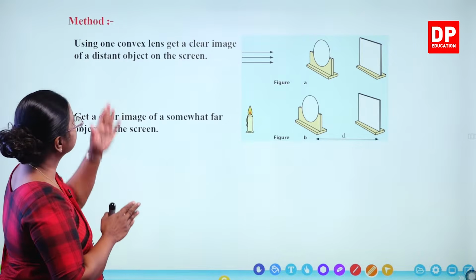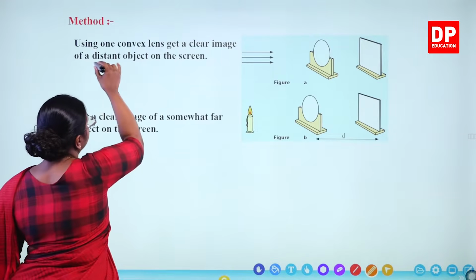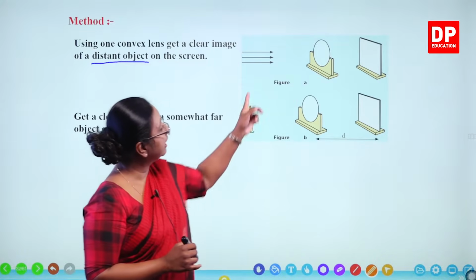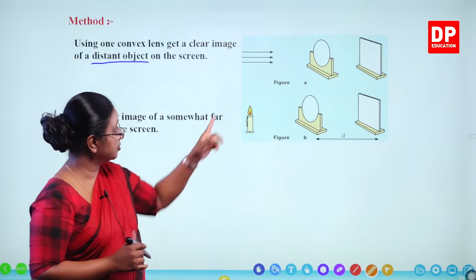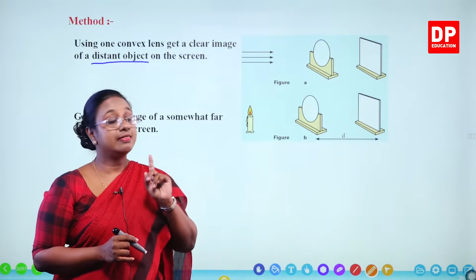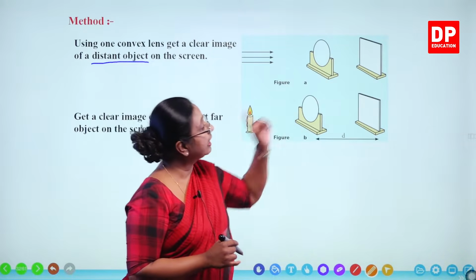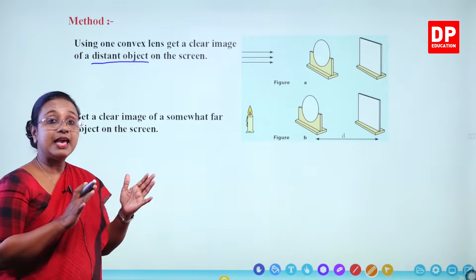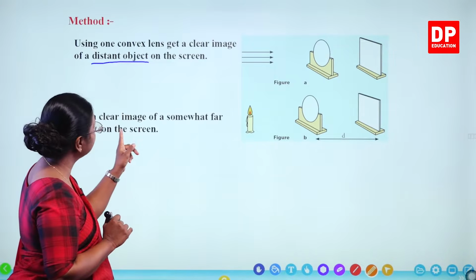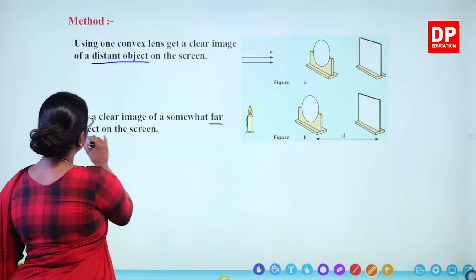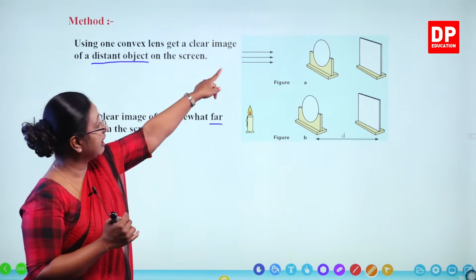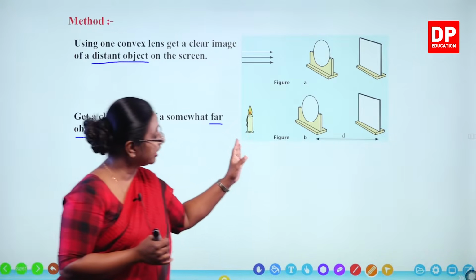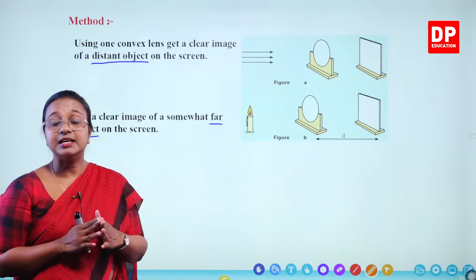Using one convex lens, get a clear image of a distant object on the screen. So that is this first diagram. We are going to get a clear image of the distant object. You all know when we show parallel rays, that means it's a distant object. So you get a clear image. Then you use a candle that is kept somewhat far away. So get a clear image of a somewhat far object. Not very far. Here we have got it for a very far object. Now a somewhat far object, that is using a candle, and we get the clear image.